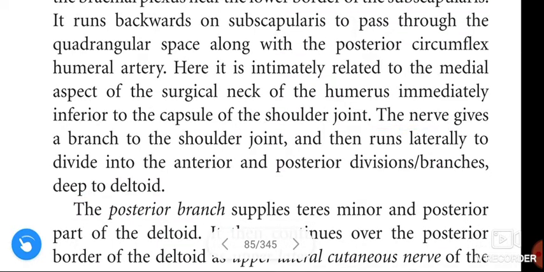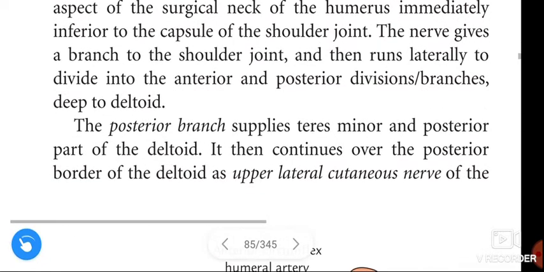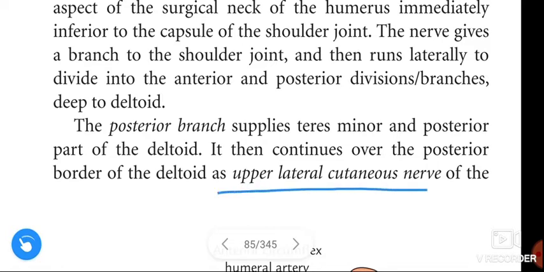The axillary nerve gives a branch to the shoulder joint and runs laterally to divide into anterior and posterior divisions of branches deep to deltoid muscle. The posterior branch supplies the teres minor and posterior part of the deltoid muscle. It then continues over the posterior border of the deltoid as upper lateral cutaneous nerve of the arm.